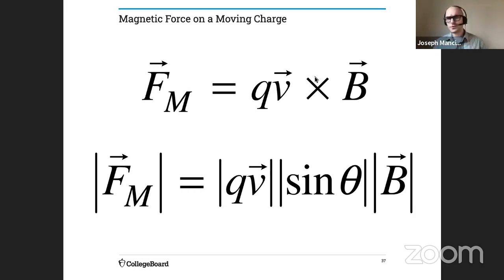Your teacher taught it a different way, and that's great. Keep doing it that way. You may have had something else going on, and that's great. Do it your way. On the bottom, that's the magnitude of the magnetic force. QVB sine theta is always the magnitude. If you're really good at right-hand rule, or if you don't know what a cross product even is, just use this, use that.